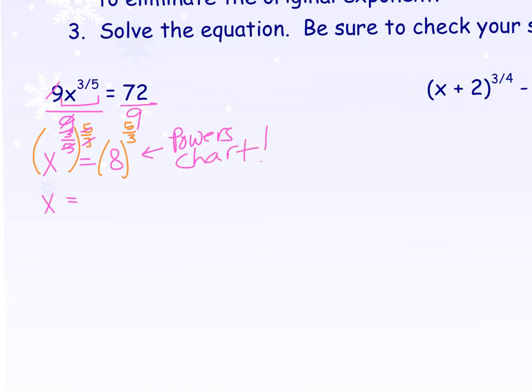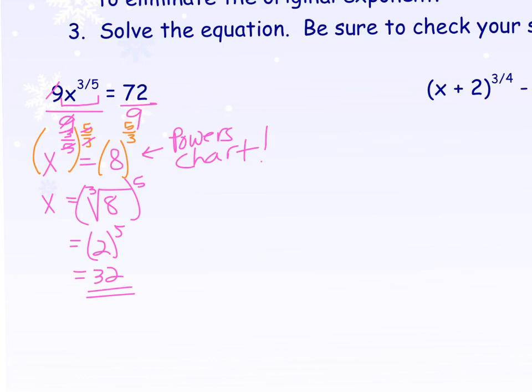If we have 8 to the 5/3, that's the same thing as saying the cubed root of 8 to the 5th power. So in your perfect cubed column, the cubed root of 8 is 2. And if we raise 2 to the 5th power, go to that 5th powers column, we get 32. So x equals 32. And that should be a valid solution.